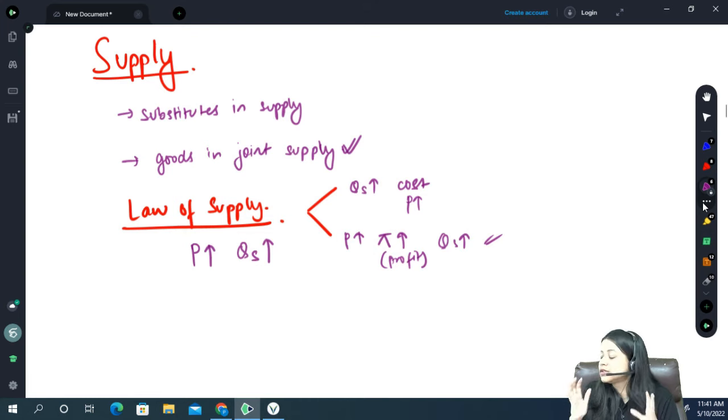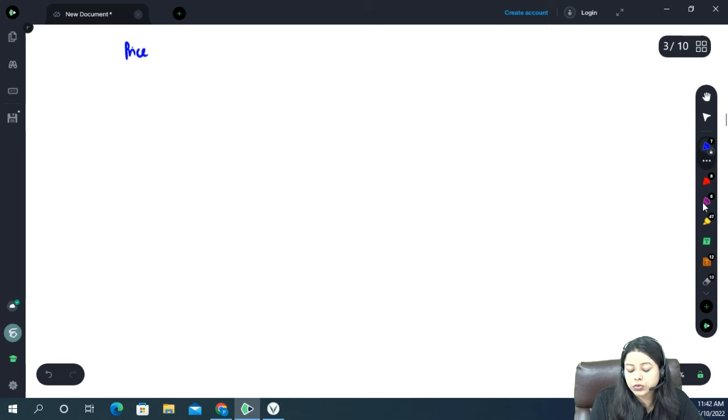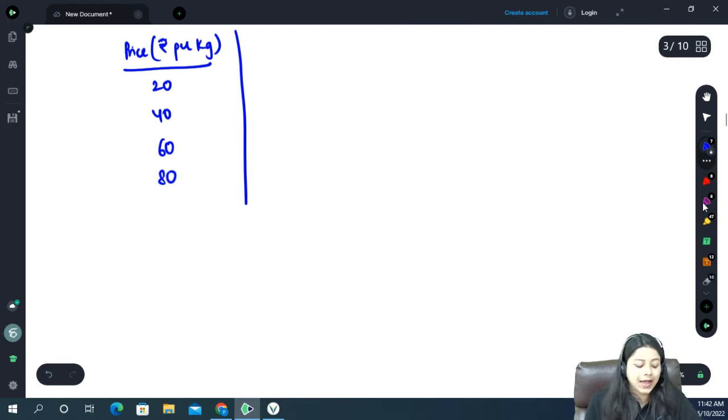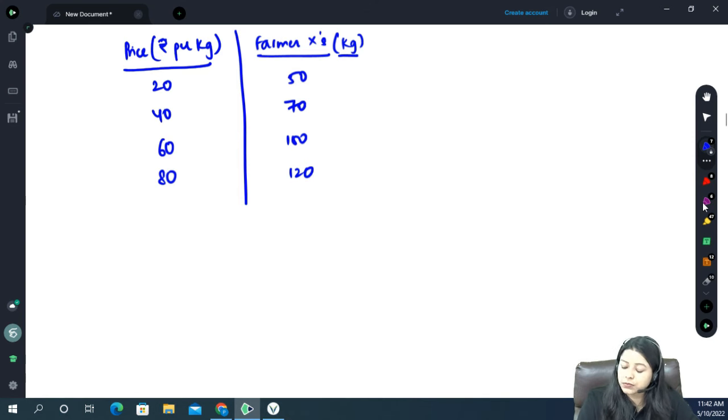Now, there is a concept of short run and long run, that we'll do as we move ahead. But here, as we know, price increases, quantity supplied also increases. Now, if your quantity supplied is increasing, let's study the supply curve and the supply schedule as we did for the demand curve. First, let me make the schedule. Price, again, I can say rupees per kg: 20, 80, and I have, let me say, farmer X's supply, again in kgs: 50, 70, 100, 120. So as your price is increasing, the farmer is producing more and supplying more.